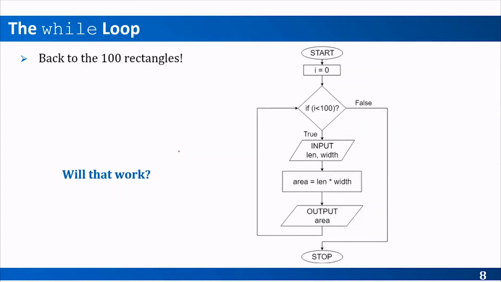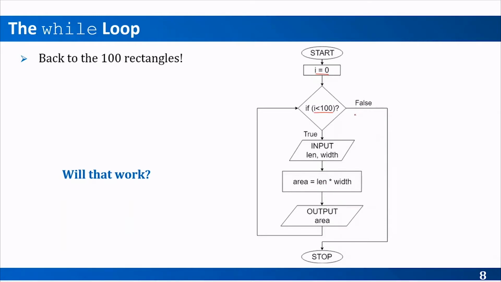to be 5. Now, one thing that we need to think about here is that, okay, let's do this process of calculating the area of 100 rectangles. So initially I would initialize a counter i to be 0, and then I go and check, is i less than 100? Yes. So in this case, I'm going to input length and width, calculate the area, output the area, and then go back and ask myself, is i less than 100? So here, this is going to repeat again, right? It's going to repeat. Now the question is, is that going to work properly?